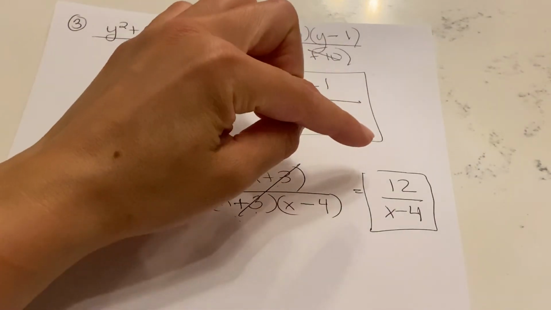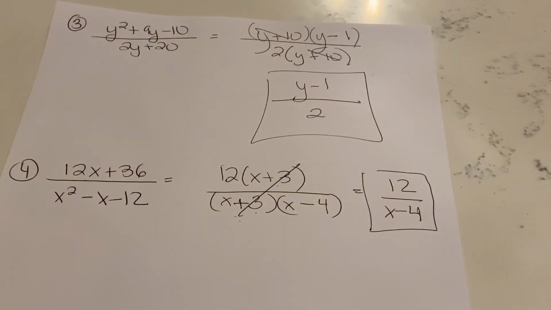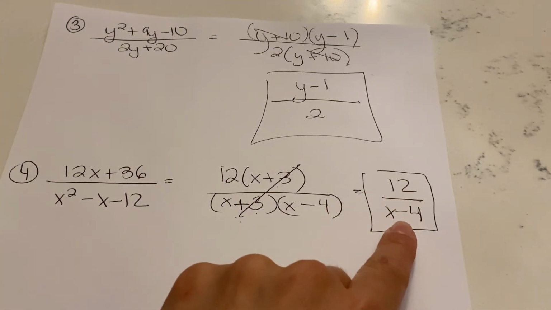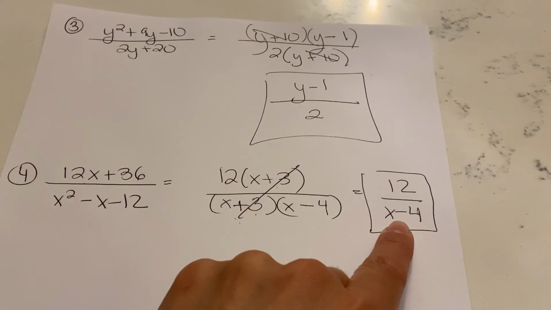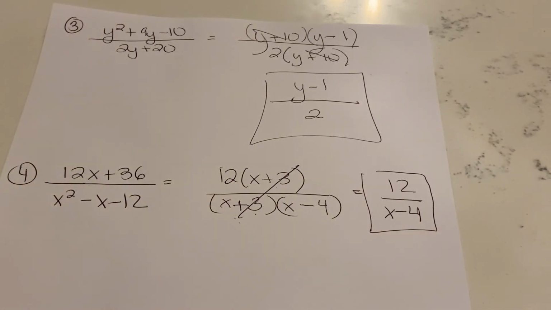You cannot divide 12 divided by 4, right? You definitely cannot do that because this is an expression, and the only thing that could cancel out an expression is with another expression. It's like, let me give you an example.